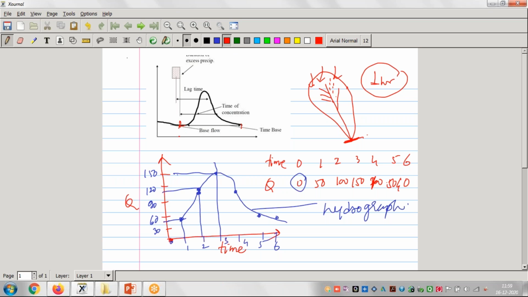Now the time when the hydrograph starts and when it ends or becomes constant is called the base time. Base time means when the hydrograph started and when it is ending.